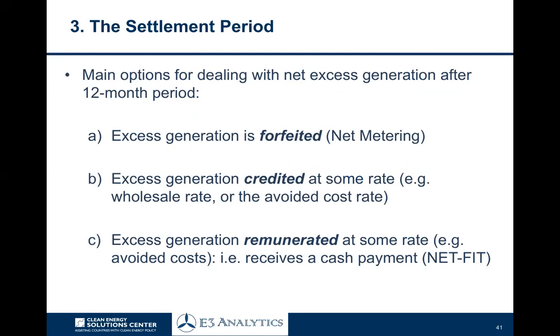The main options are the following. It can be forfeited, as under many net metering policies. It can be credited at some rate, like the wholesale rate or the avoided cost rate, or it can be remunerated at some rate. That means cash payment for the net excess. And in some cases, the cash payment will, for example, be at the avoided cost rate or at the wholesale market rate. So we've seen some policies in the US where they'll say, we'll let you get a cash payment. The utility has to buy it from you at the average wholesale market rate over the last month or over the last year. And then they'll pay you that. That may be 5 cents or 6 cents a kilowatt hour, but basically you get that rate and the utility pays it out as a cash payment.